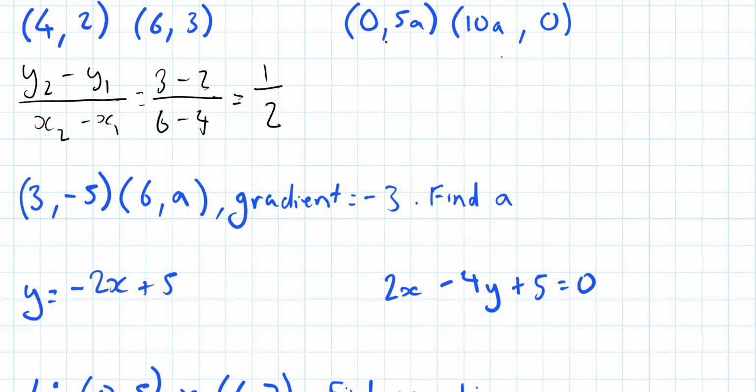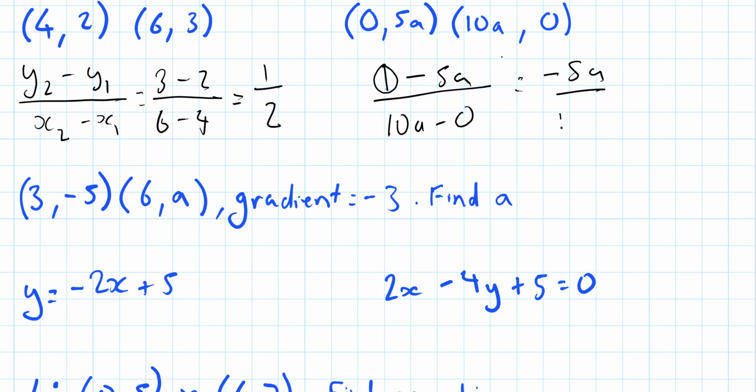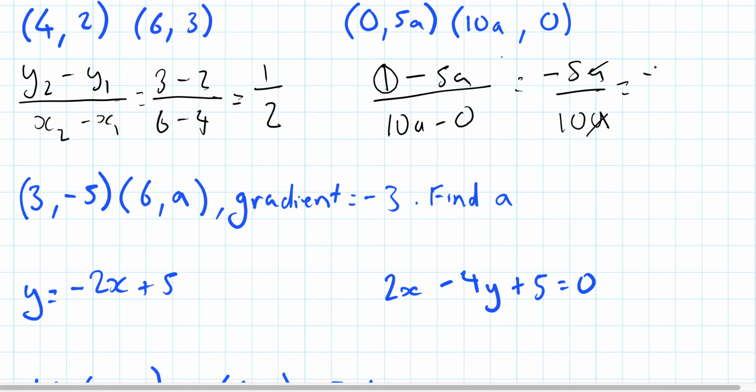Okay, so same with this example, exact same thing. So I'm going to do 0 minus 5a over 10a minus 0, which gives me minus 5a over 10a. Cancels, that gives me, divide both by 5, 1 minus a half.